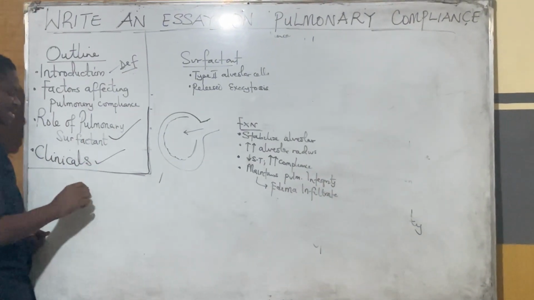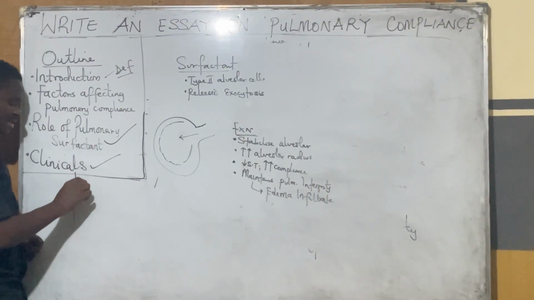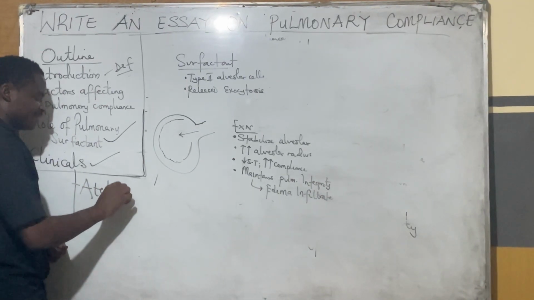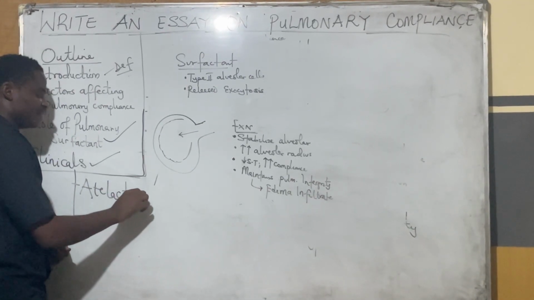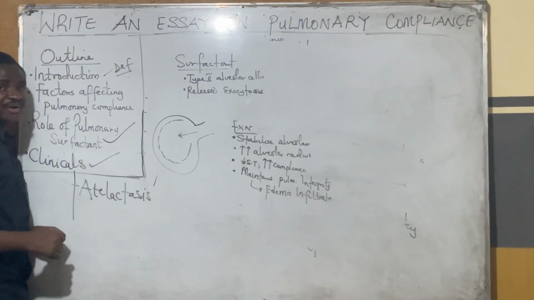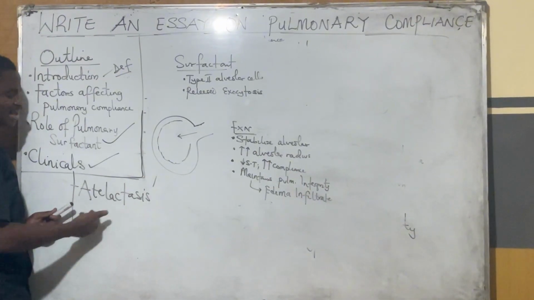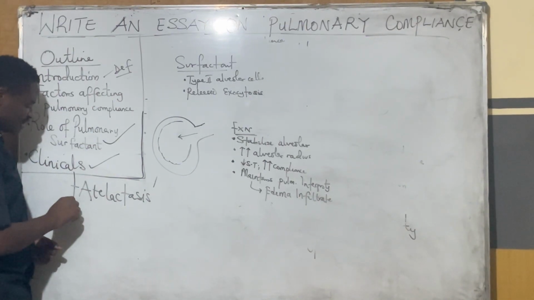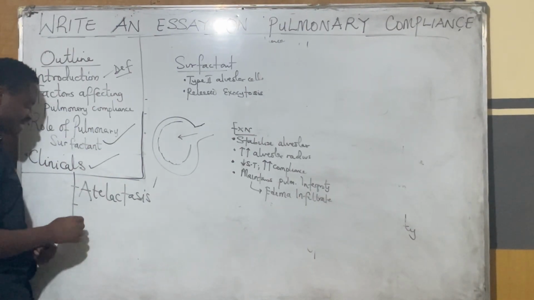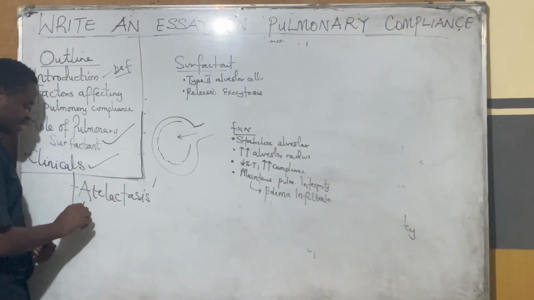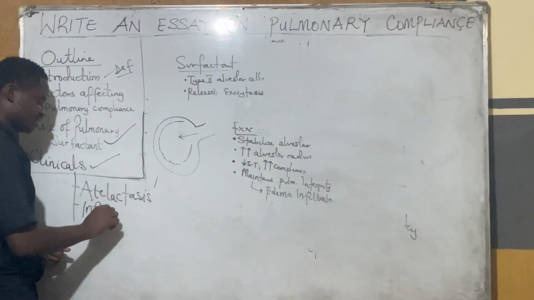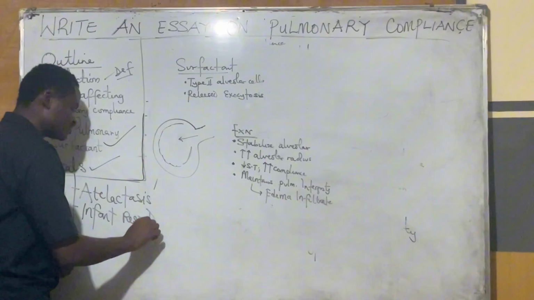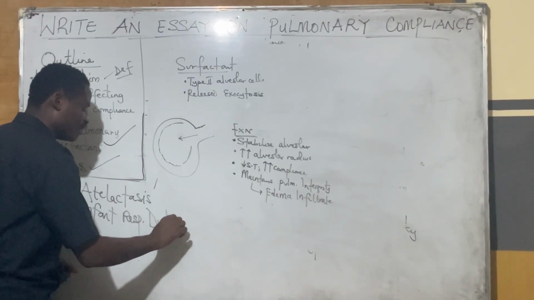Now, how about the important clinical sources of surfactant problems? The most common is atelectasis. Atelectasis is when there is a collapse of the alveoli, and that is when there is a fall in compliance. How about when a person does not produce surfactants? We're going to have a problem called infant respiratory distress syndrome.